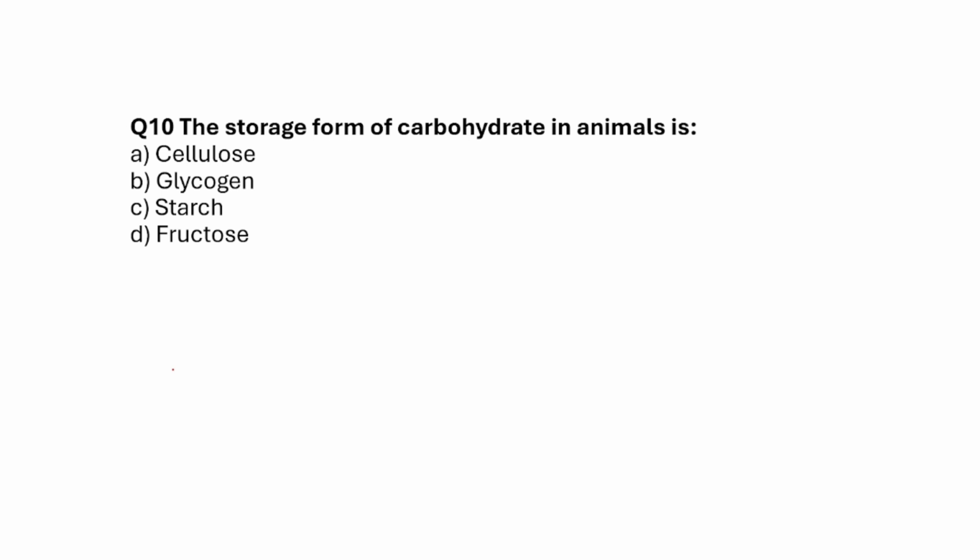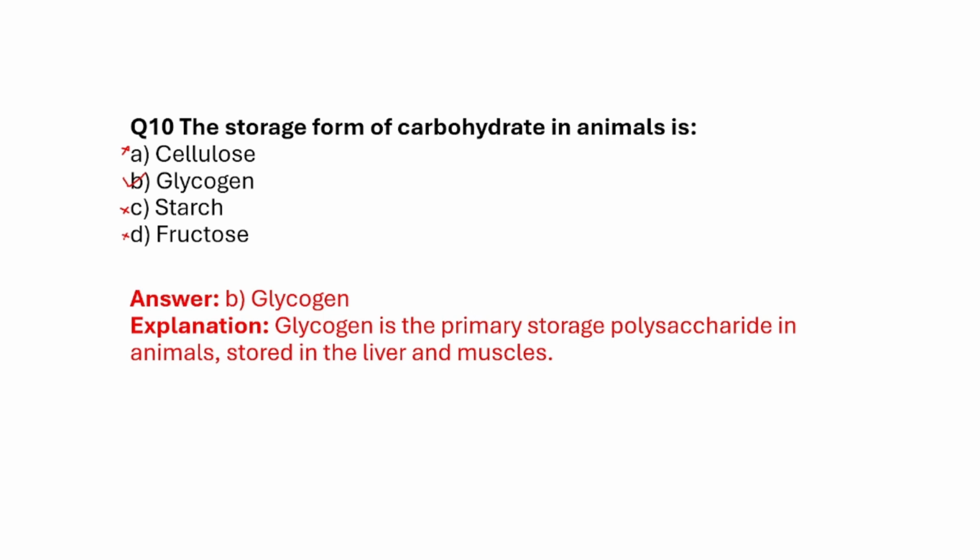The storage form of carbohydrate in animals. Cellulose, no, it is primarily found in plants. Glycogen, yes. Starch, it is also found in plants. And fructose, no. So glycogen is a primary storage polysaccharide and it is found mostly in the liver and the muscles.